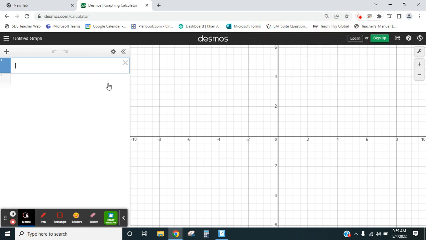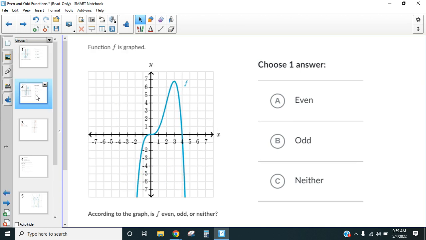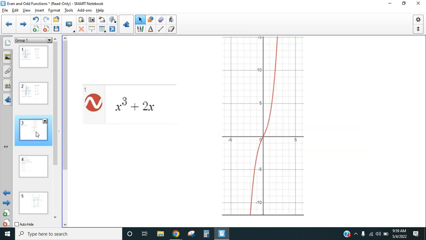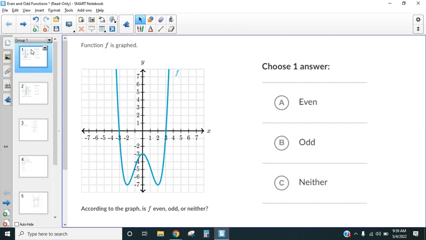All right, let's look at a couple things today. First of all, this is the homework we're going to have up here on this screen. You'll be asked this question a lot of times: is this function, this graph, even, odd, or neither? What about this one? What about those? That's what you're going to be looking at today.